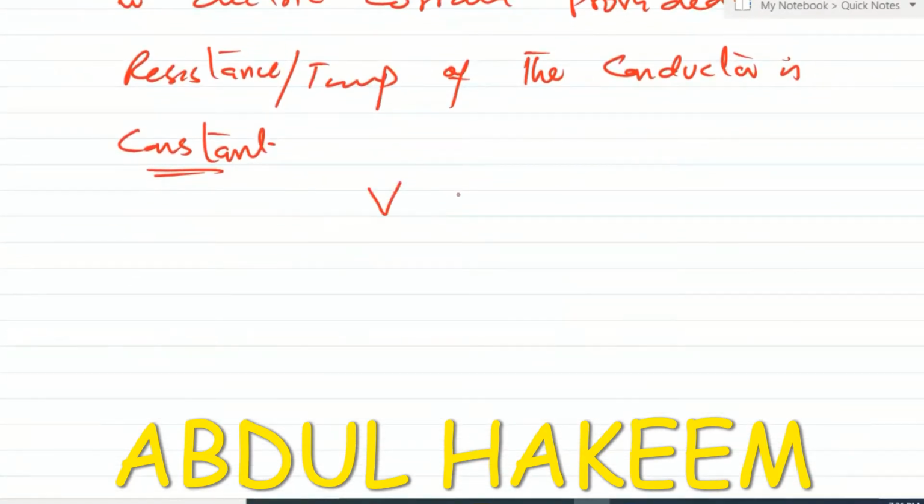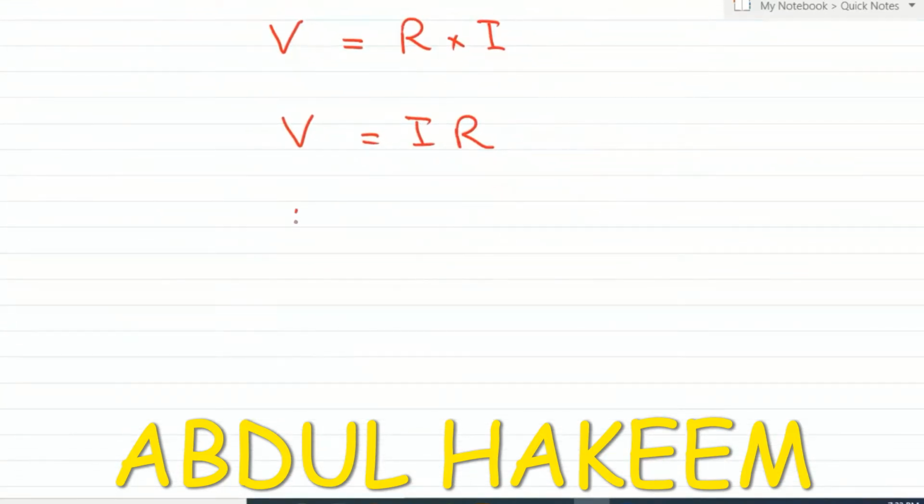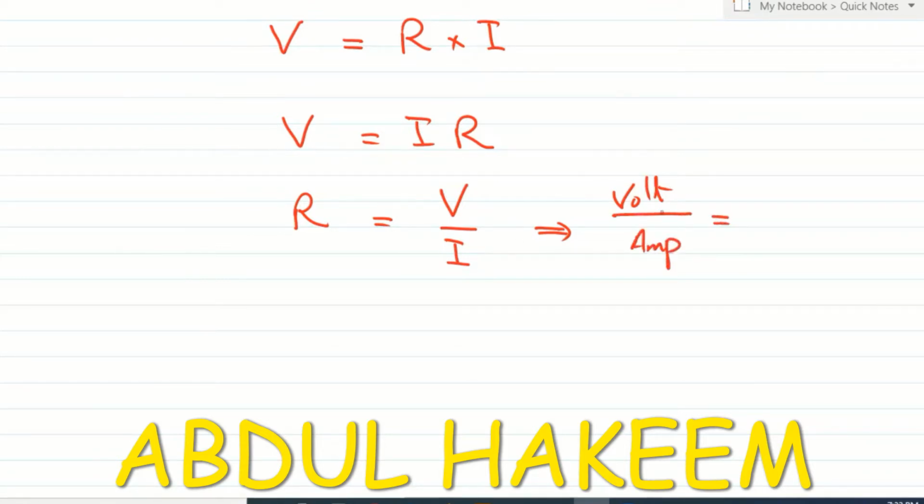Mean voltage is directly proportional to electric current. V is equal to constant resistance times I, which can be written as V is equal to IR. Now, the resistance R can be written as V over I. V is the voltage, which is measured in volt, current in ampere, and volt per ampere is called ohm. So the resistance is measured in ohm.